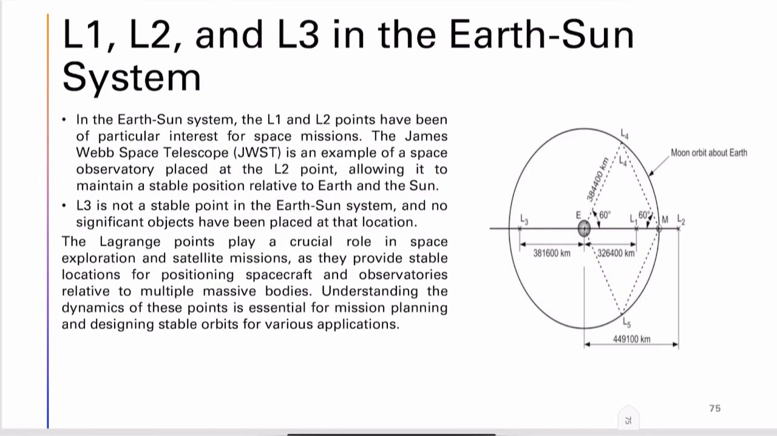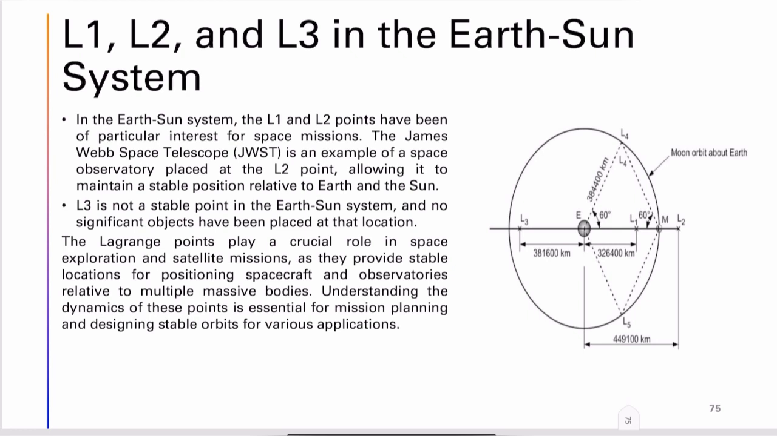So that was L1, L2 and L3 in the Earth-Sun system. In the Earth-Sun system, the L1 and L2 points are of particular interest for space missions. The James Webb Space Telescope is an example of a space observatory placed at the L2 point, allowing it to maintain a stable position relative to the Earth and the Sun. L3 is not a stable point in the Earth-Sun system, so no significant object has been placed in that location.